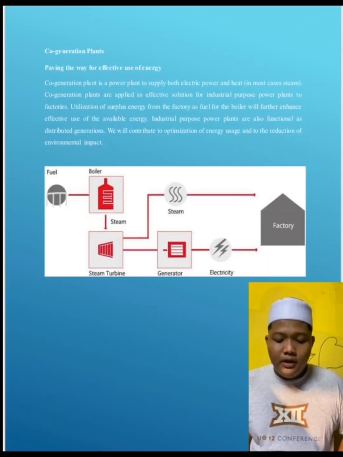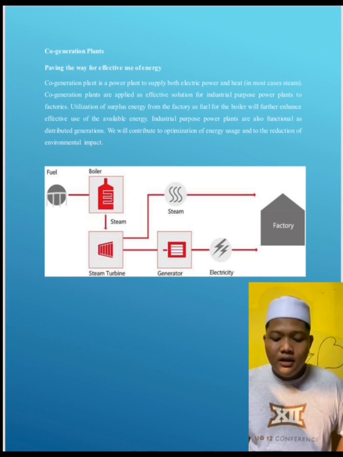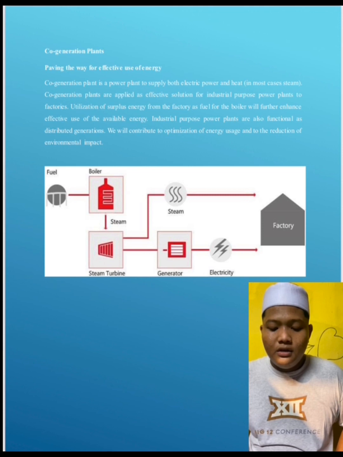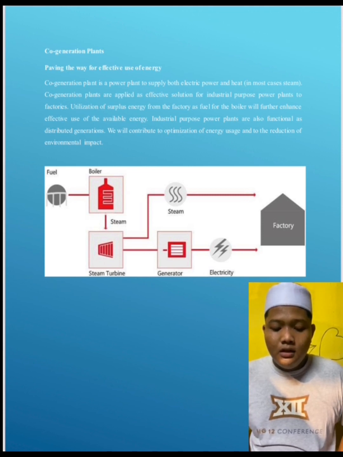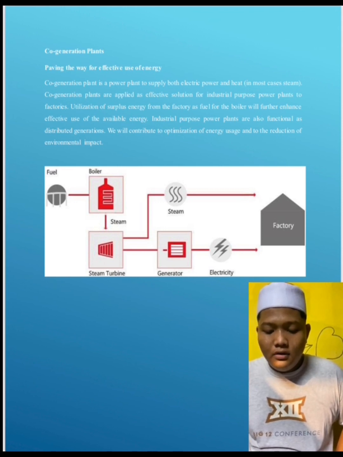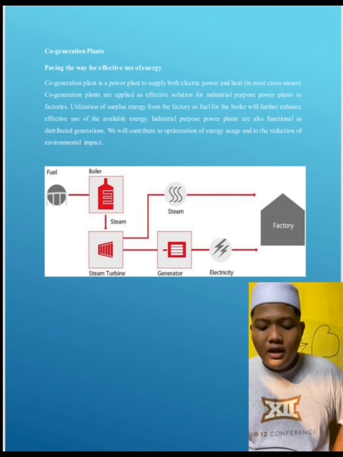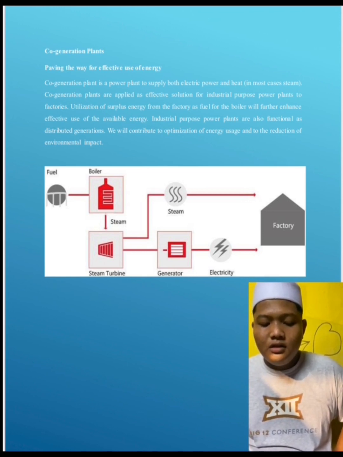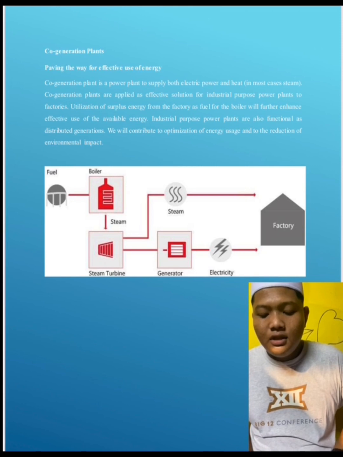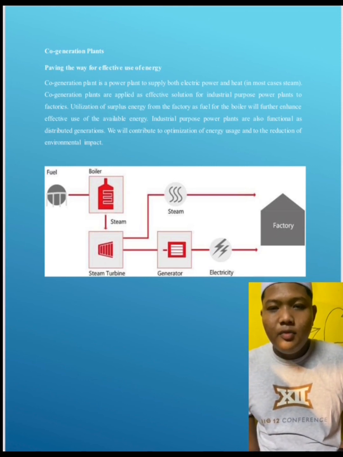Cogeneration plant, paving the way for effective use of energy. A cogeneration plant is a power plant that supplies both electric power and heat. Most steam cogeneration plants are applied as an effective solution for industrial purpose power plants for factories. Utilization of surplus energy from the factory as fuel for the boiler will further enhance effective use of the available energy. Industry purpose power plants also function as distributed generation. We will contribute to the optimization of energy use and the reduction of environmental impact.